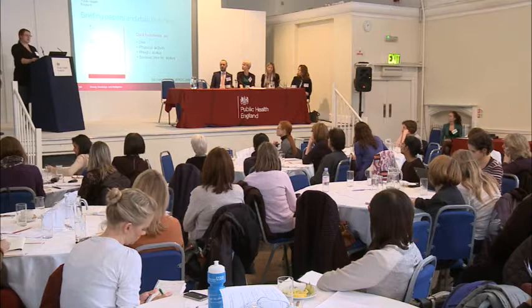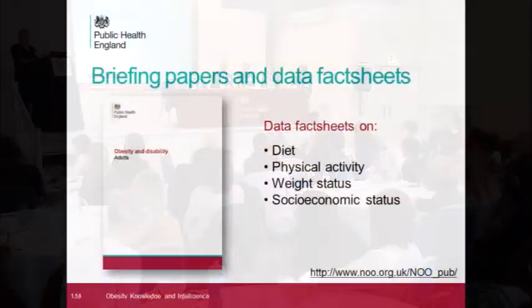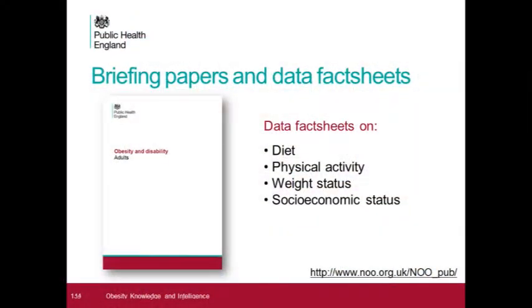And Shireen has already mentioned one of our latest briefing papers, the Diet and Physical Activity Inequalities paper, but we also have many other briefing papers on the website. One of the other more recent ones was Obesity and Disability in Adults. That's available on our website, and Obesity and Disability in Children will be coming soon. These briefing papers summarise the evidence and help translate that into an understandable format in one place.